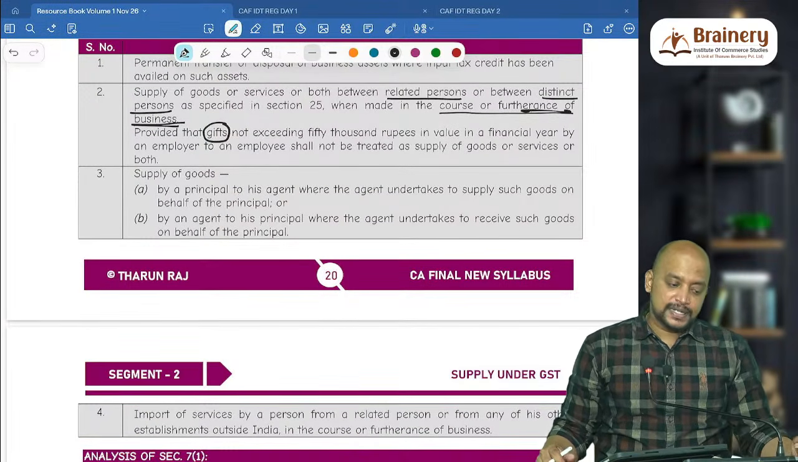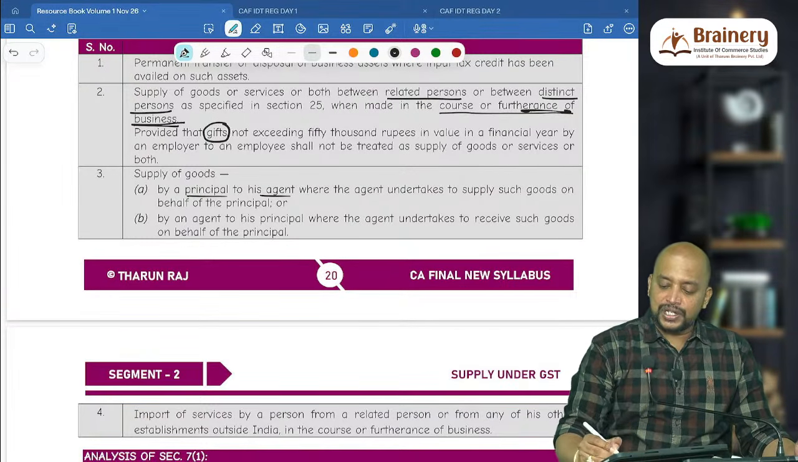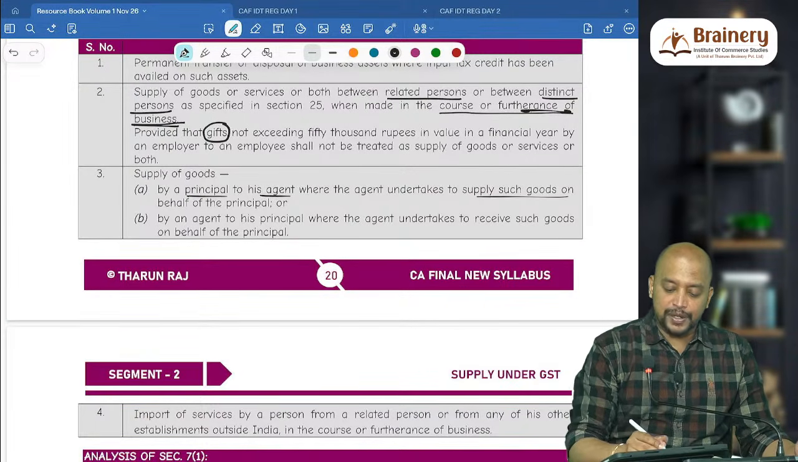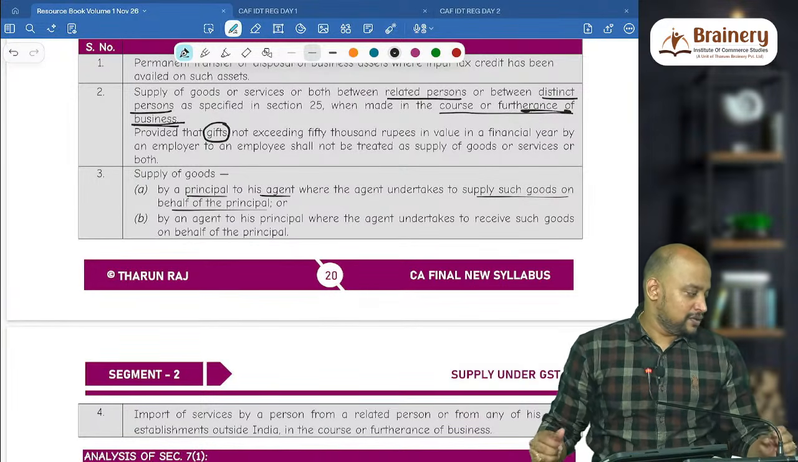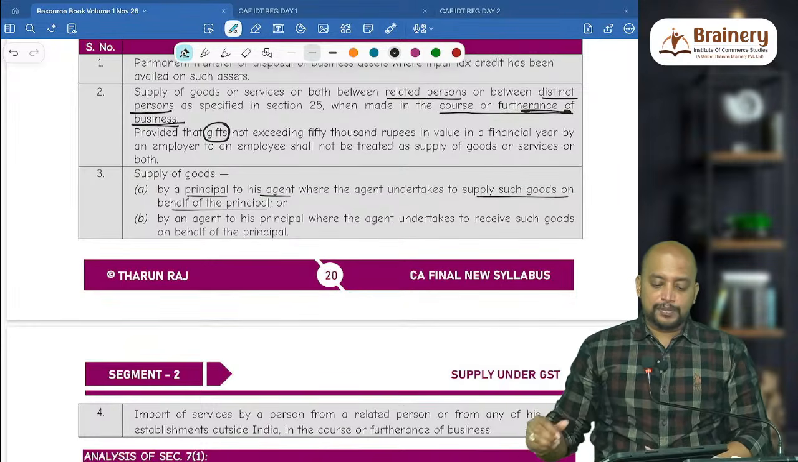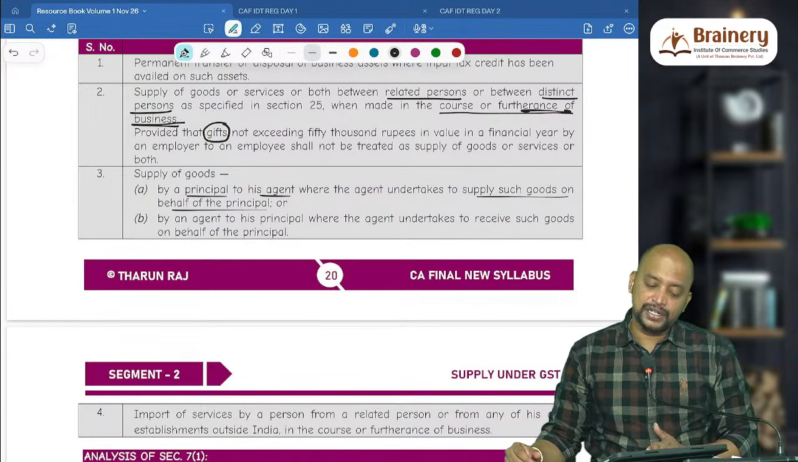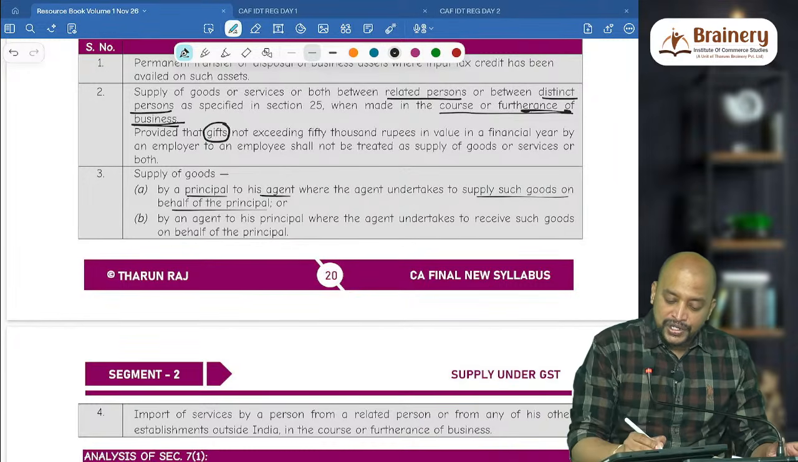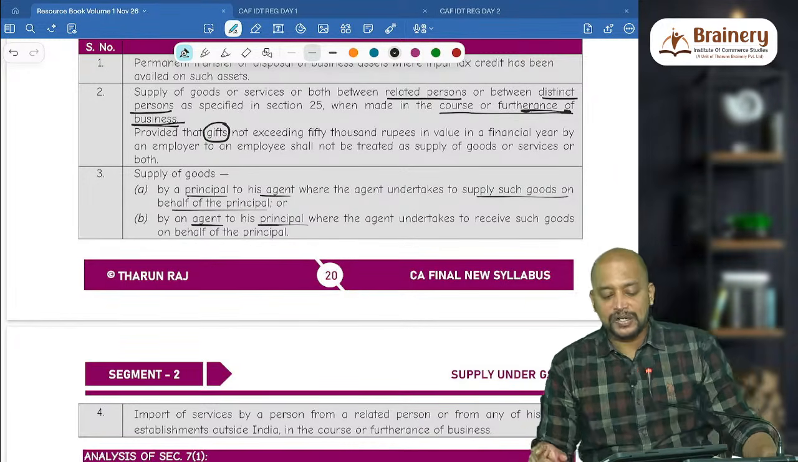Next, look into the third point. Supply of goods by a principal to his agent, where the agent undertakes to supply such goods on behalf of the principal. Okay, so what is this? Supply of goods by principal to his agent or agent to his principal. What is the connection between these two?